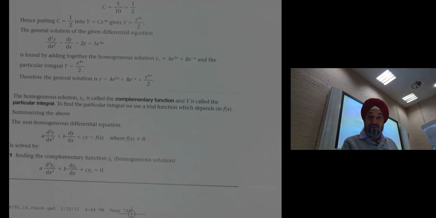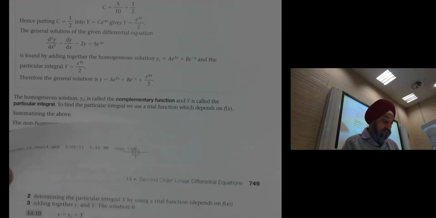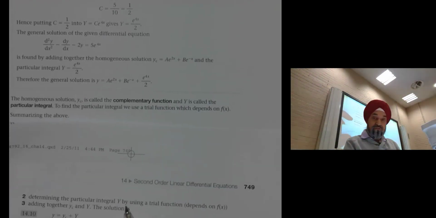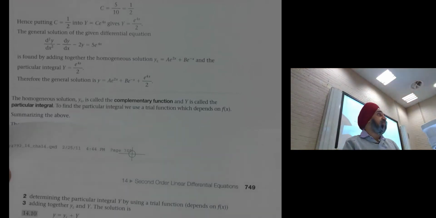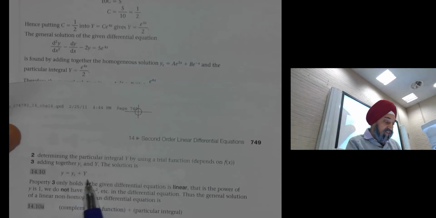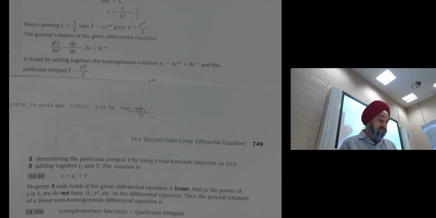So what you do is you first try the complementary function, then you trial y, and you look at the right hand side, see what f(x) is. And then your general solution is the complementary, the homogeneous, plus the extra bit. Now, how do you know what to try? Well, it depends on your right hand side.